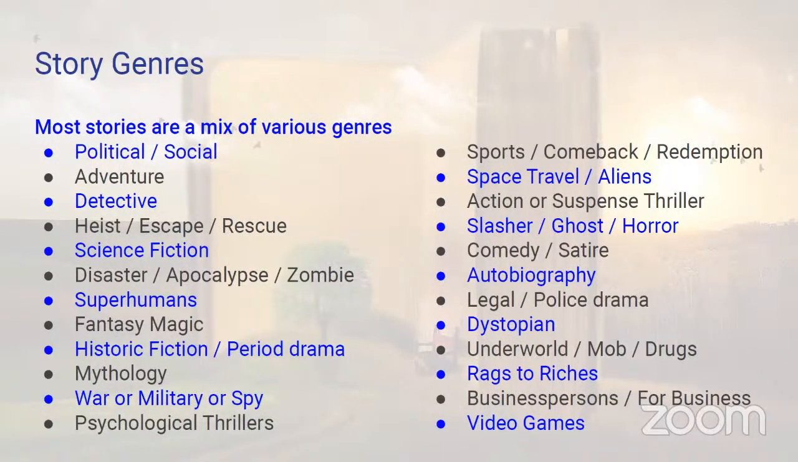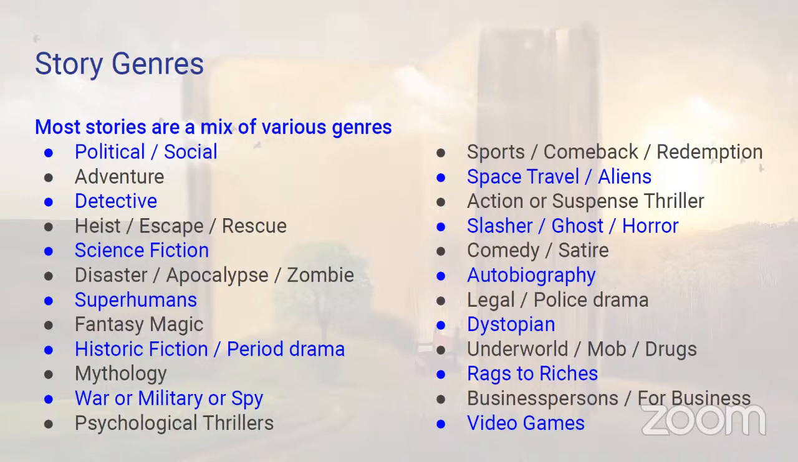Okay, let's start. So, what are the story genres? Story genres are a way of telling or explaining what type of story it is. So, in a very basic definition, I'll say it's a type of story, what kind of story you are planning to write.